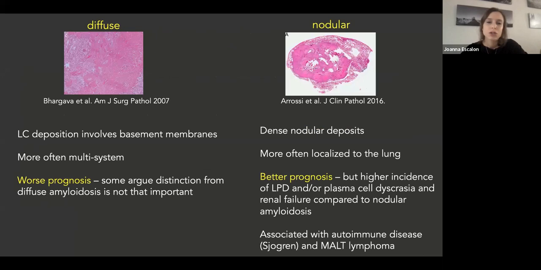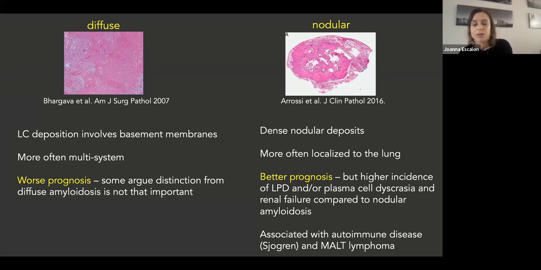Similar to amyloidosis, light chain deposition disease can be divided into diffuse and nodular types. In the diffuse kind, the light chains involve the basement membranes, and it can be multisystemic, and it has a worse prognosis, to the point where some people argue that distinguishing it from diffuse amyloidosis is really not that important because the prognosis and treatment and management is equally as terrible, and the distinction just isn't key.